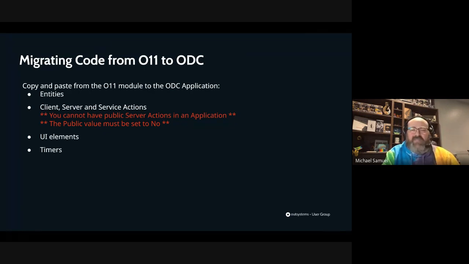But as I've noted here, if you copy a server action and it has a public property set to yes, once you paste it, it'll actually generate an error in ODC Studio. And that's because you cannot have public server actions within an application. They have to be wrapped within a service action. And that's the only way that they can be consumed by other applications, ensuring that weak dependency is maintained.